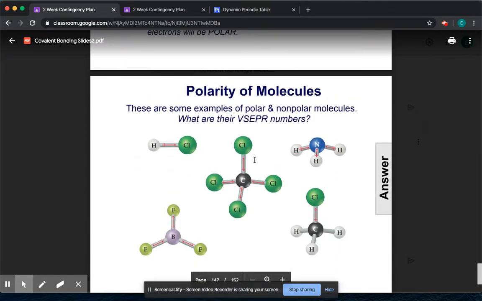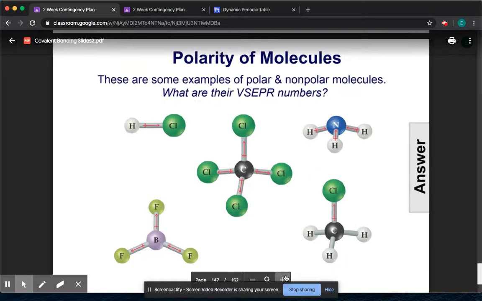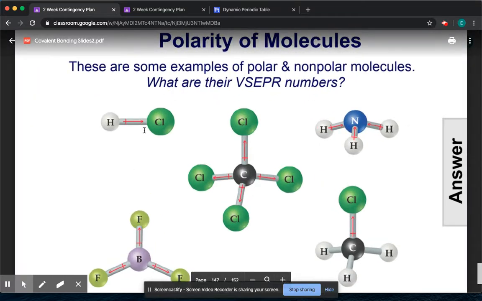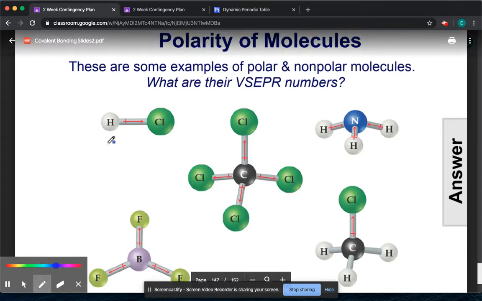And they give you some more examples down here. In this first one, we have HCl. HCl we already looked at. Let me zoom in a little bit because the arrows are not easy to see. HCl is being pulled towards the right. There is nothing to cancel it, so this would be polar. This is a polar molecule.